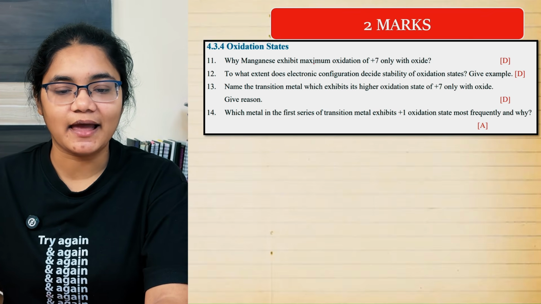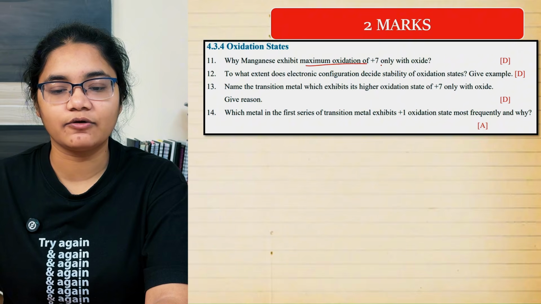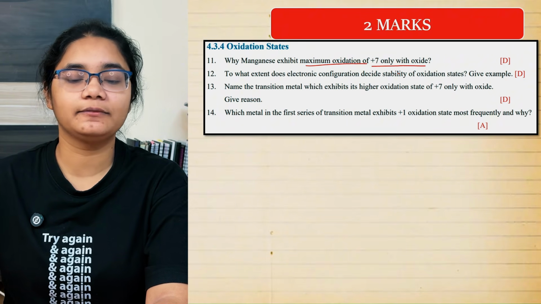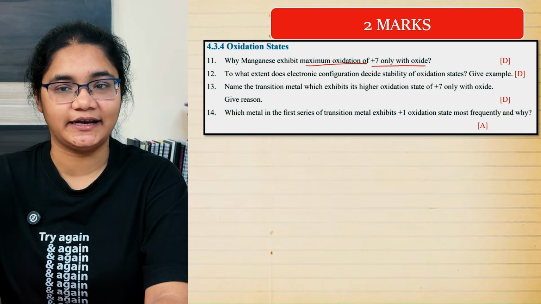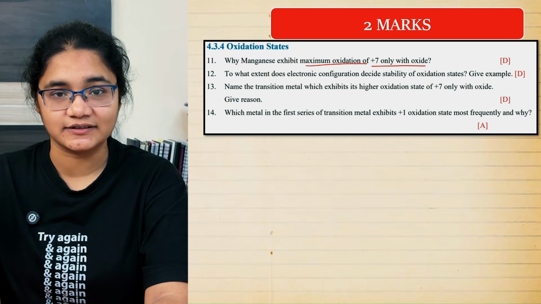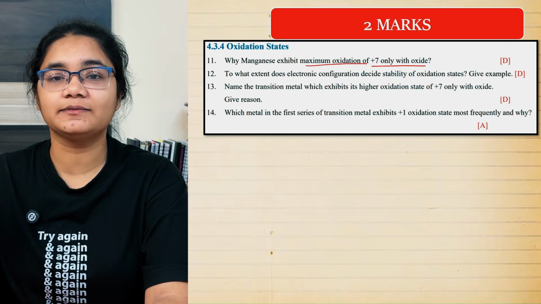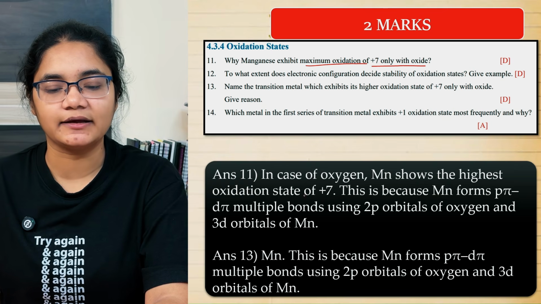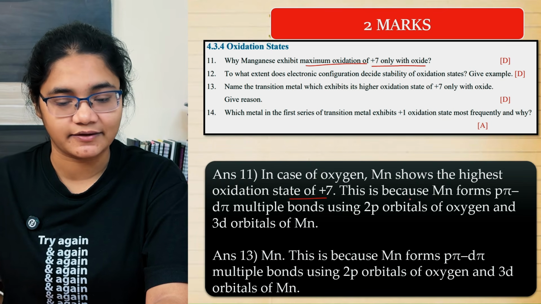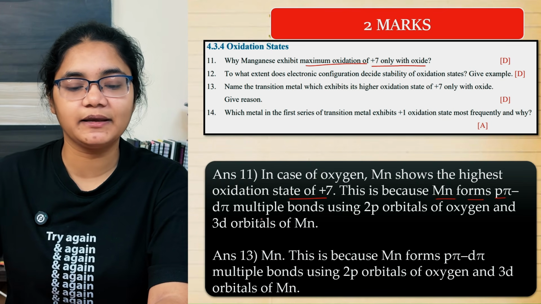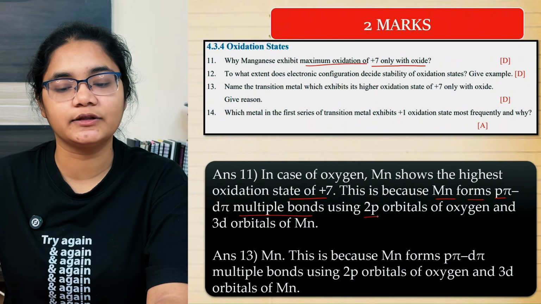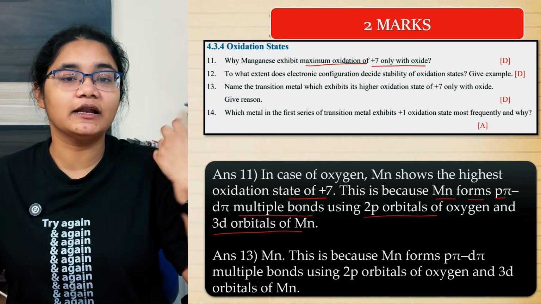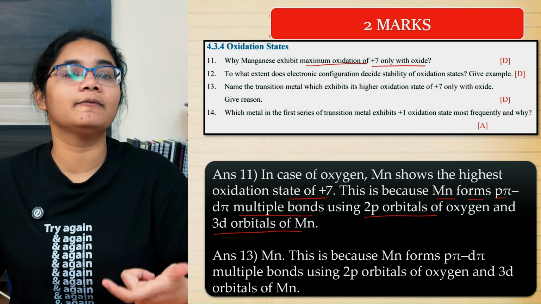Next question: why does manganese exhibit the maximum oxidation state of +7 only with oxides? You should know that the highest oxidation state of an element is stabilized by oxygen as compared to fluorine. That is because oxygen can form multiple bonds. So in the case of oxygen, manganese shows the highest oxidation state of +7. This is because manganese forms pπ-dπ multiple bonds using the 2p orbitals of oxygen and 3d orbitals of manganese. So there are double bonds formed, because of which they are more stable.